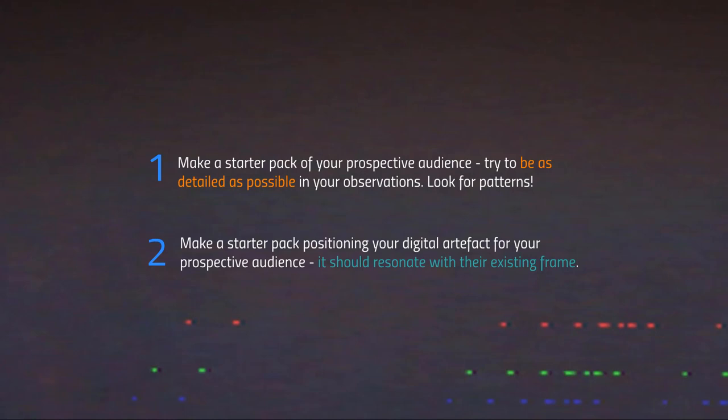So make a starter pack of your prospective audience, and then after you've done that, make another one positioning your digital artifact for your prospective audience, right? How you imagine your project is positioned in terms of your audience. And it should resonate with the existing frame, with the frame that you first identified. When it comes to your starter packs, also think in terms of gaining actionable insights, right? So a reminder, your insight should be leading you into an opening for your project, an opening into something that you can actually make.